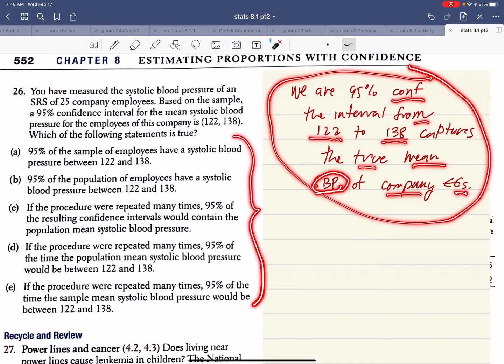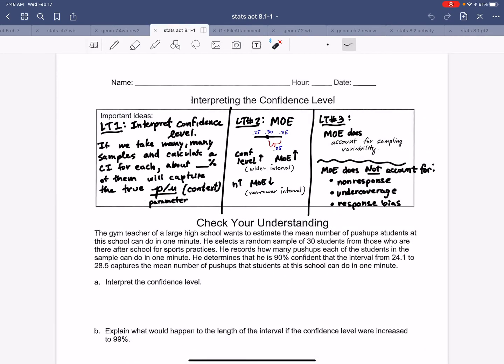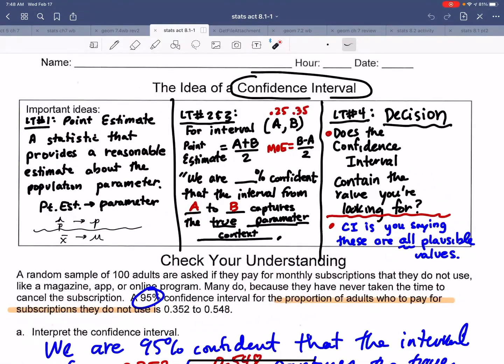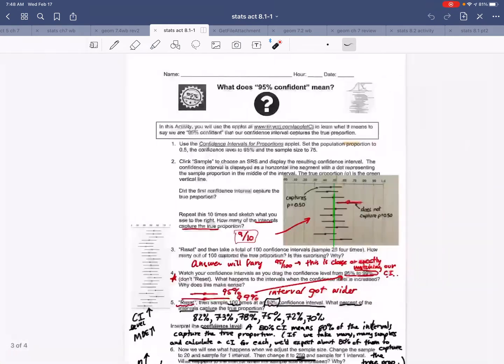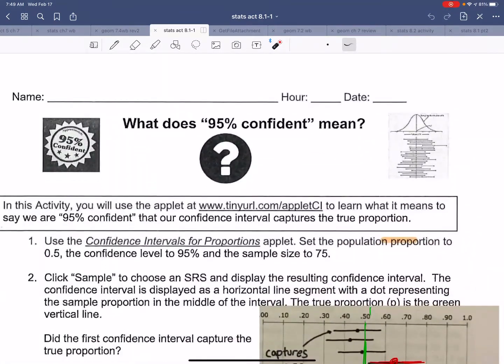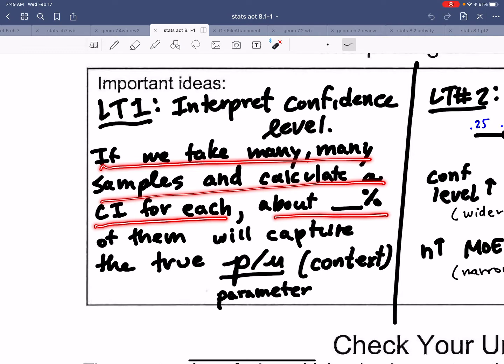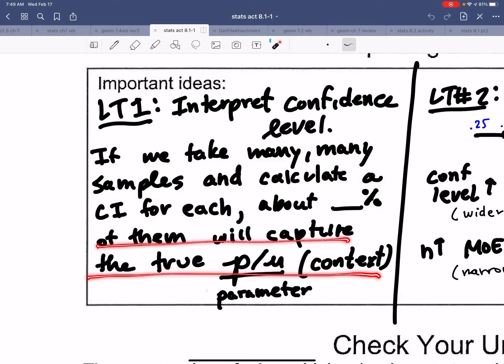But that's none of our choices, because they're not asking us just to interpret it, they're asking for what it actually means. So going back to our notes, here is our script, right? And that's when we're asked to interpret the confidence interval. But when we're asked what it means, that was our second set of notes. So we notice here, it means that if we take many, many samples and calculate a confidence interval for each, about that percent of them would be capturing the true parameter.